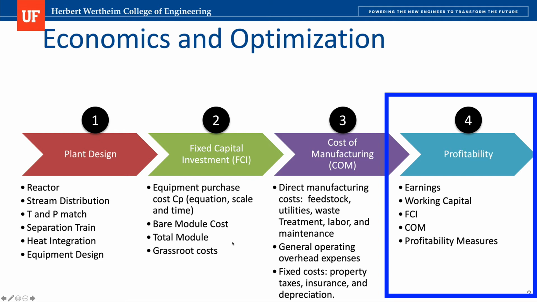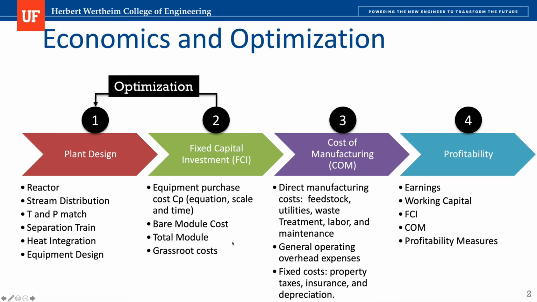The profitability includes earnings, the working capital, the fixed capital investment, right? We calculated. It includes information about the cost of manufacturing, and with all of this information, then we calculate different profitability measures that allow us to compare different designs and potential investments that we're working with. So optimization happens everywhere, right, in this process.